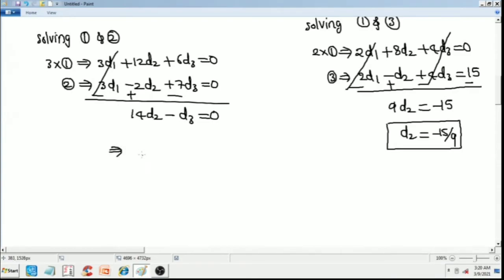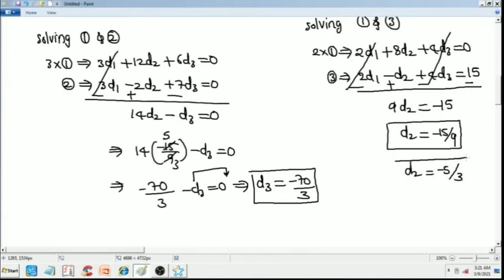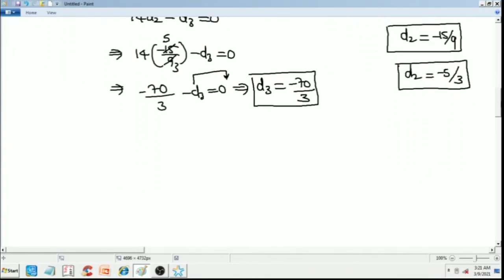So substitute in this: 14 times d2, which is minus 15 by 9, minus d3 is equal to 0. From here, 3 5s are 15, 3 3s are 9, so 5 14s are 70 by 3. This is minus 70 by 3 minus d3 is equal to 0. I'm going to send this d3 to the right hand side. So d3 is equal to minus 70 by 3. Here d2 can be written as minus 5 by 3. So d2 and d3 we got it.